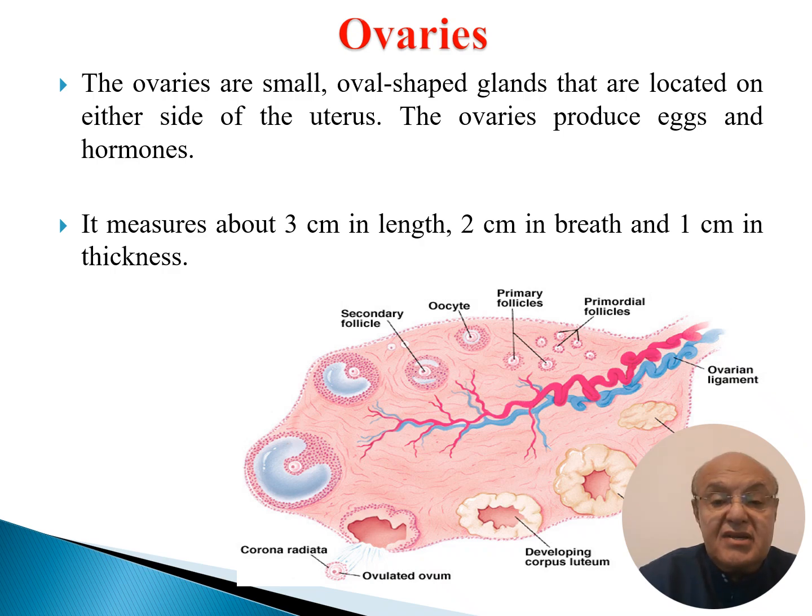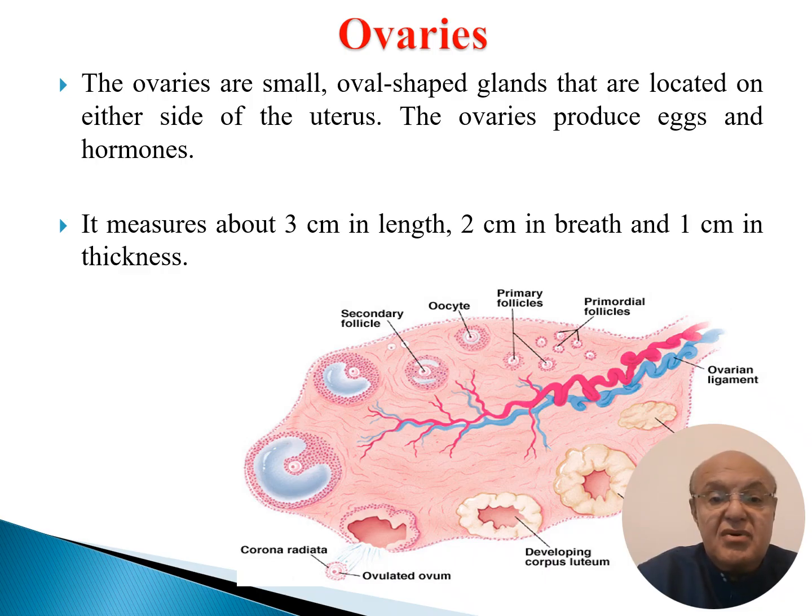And for the drainage, the left ovarian vein drains into the left renal vein, and the right ovarian vein drains into the inferior vena cava.